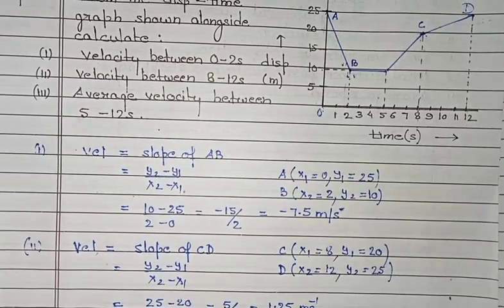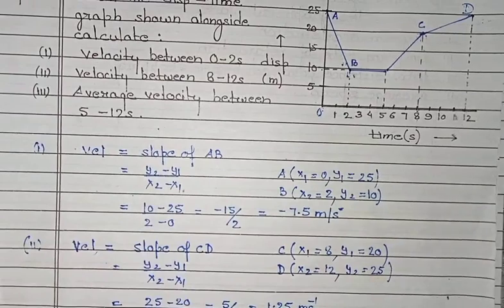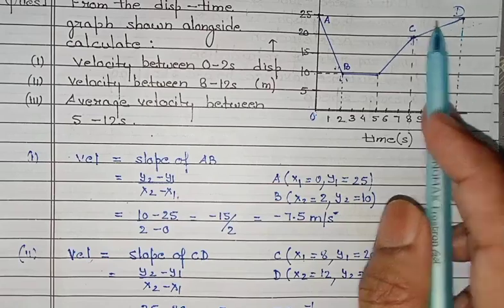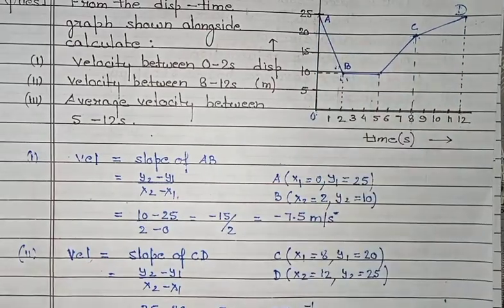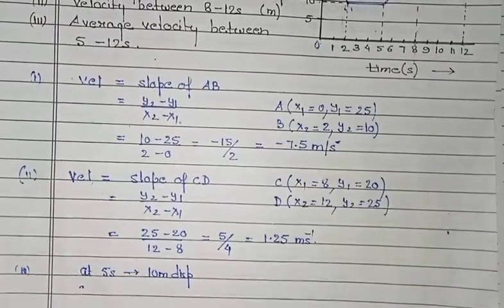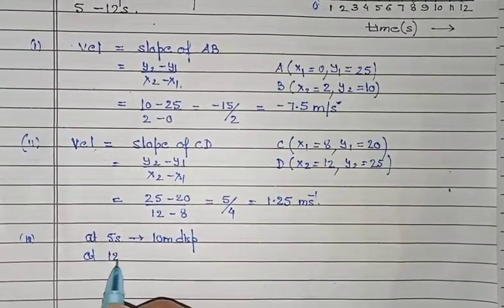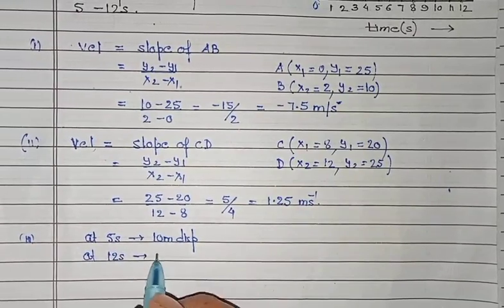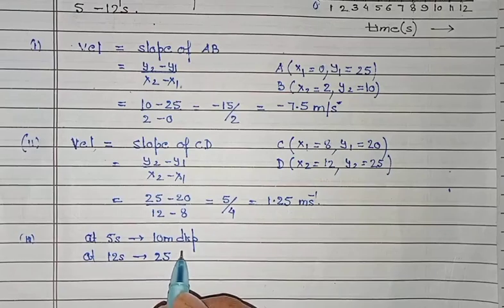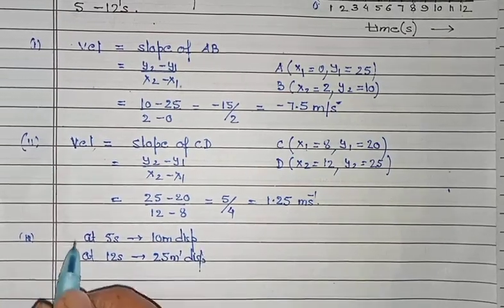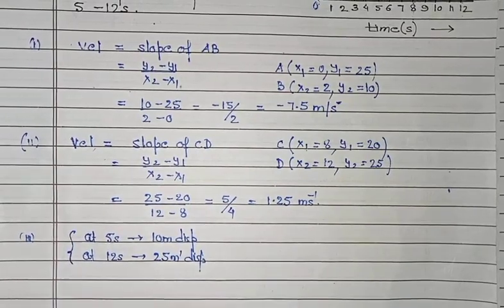Okay, now we need from 5 to 12. So when time is 12, you can see here the displacement is 25. So at 12, displacement is 25. Now we need to calculate the average velocity in between this interval.